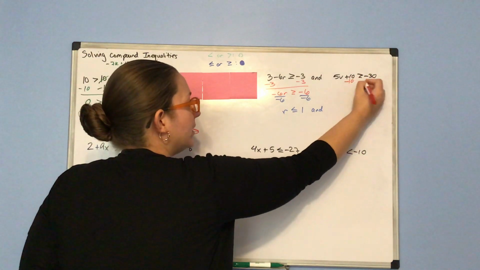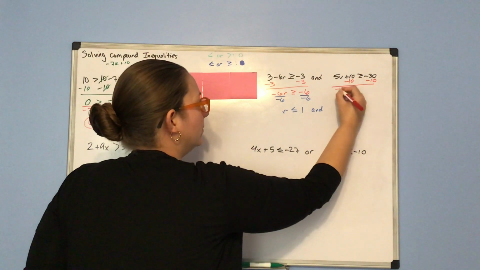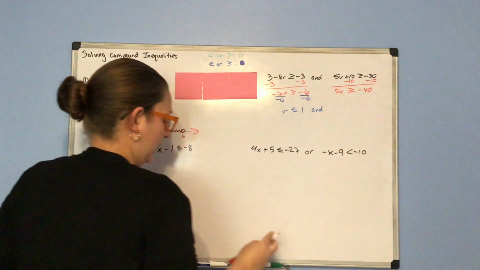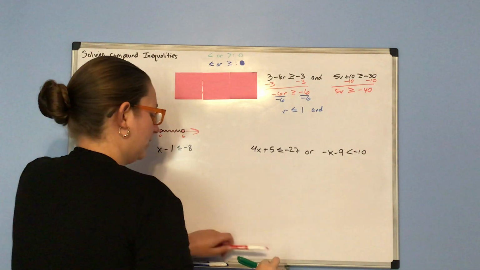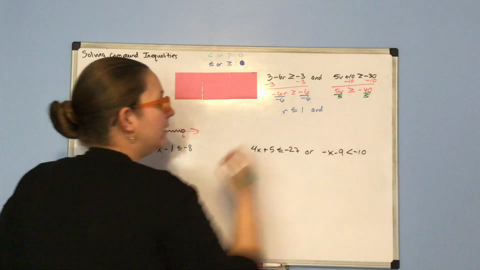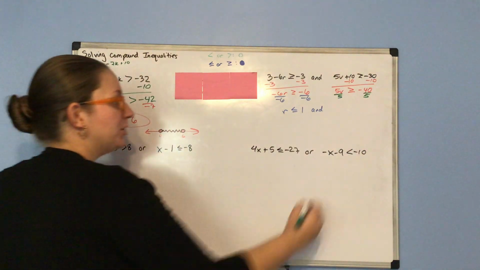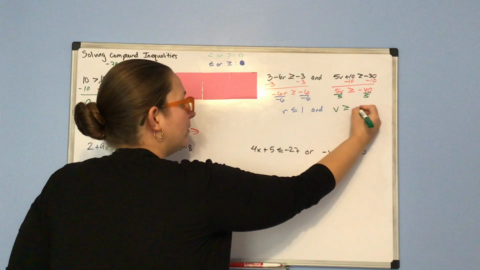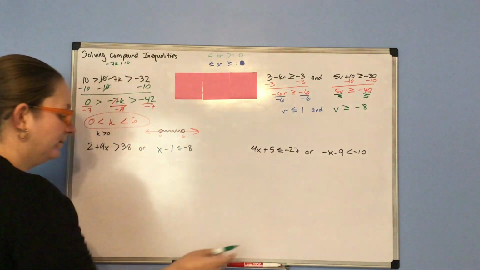Undo plus 10 by subtracting 10 from both sides. And then last but not least, we need to divide. This time I'm dividing by a positive number, so my inequality sign does not flip around. Negative 40 divided by 5 is negative 8.